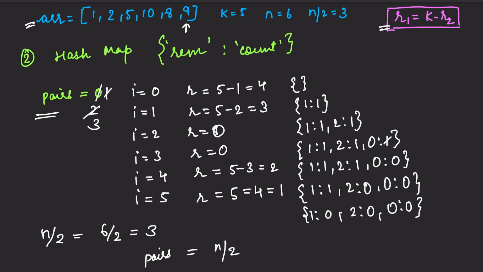Even for this case, the time complexity will be O of n because we are iterating through the array, whereas space complexity will be O of k.